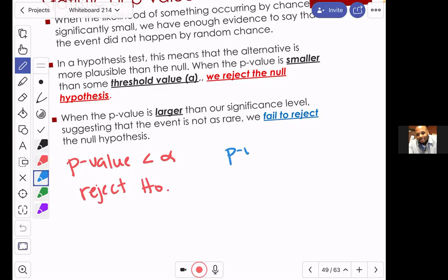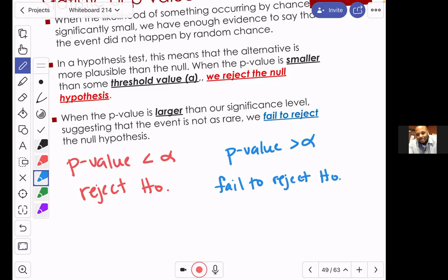If the p-value is greater than alpha, which means that the probability of something extreme happening is pretty large already, then that means it could have happened by chance. We do a process that we call fail to reject. We fail to reject the null. But I want you to understand that we're doing both things with respect to the null.